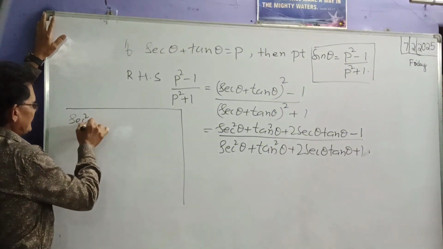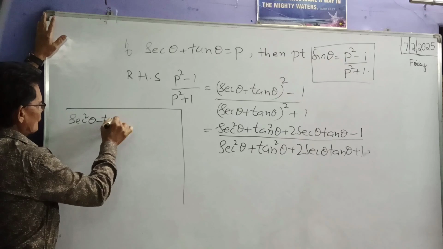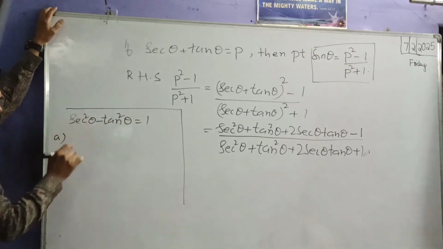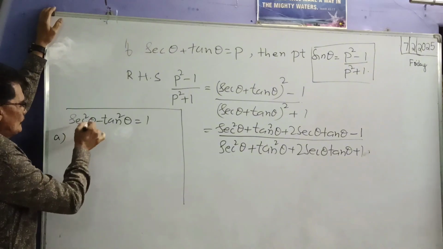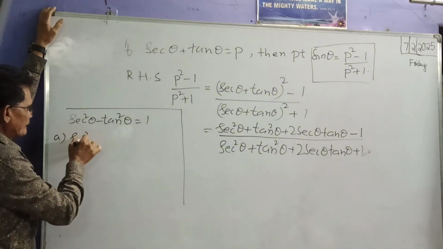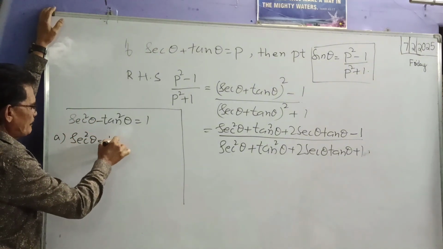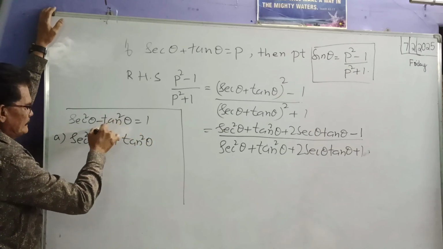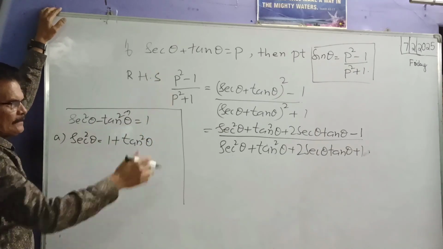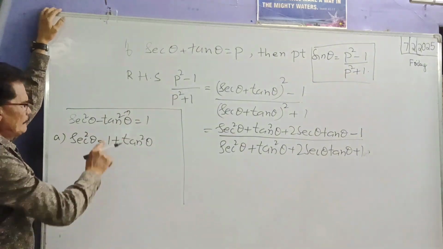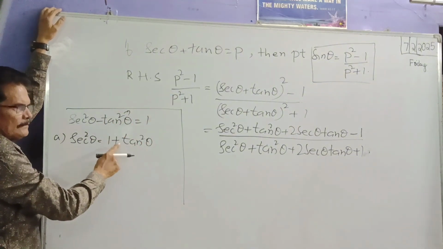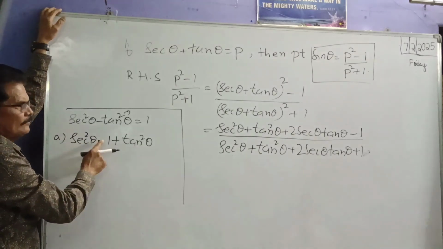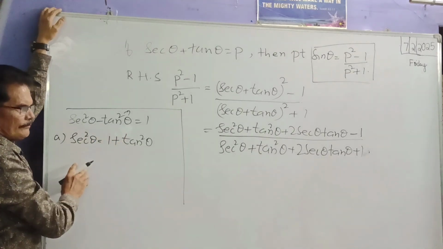Sec square theta minus tan square theta is equal to 1. From this we get two sub formulas. What would be sec square theta? If I transpose tan square theta to the right hand side, minus tan square theta becomes plus tan square theta. So sec square theta I can write as 1 plus tan square theta.